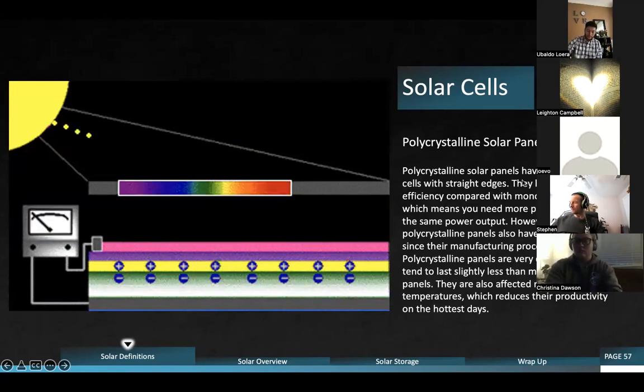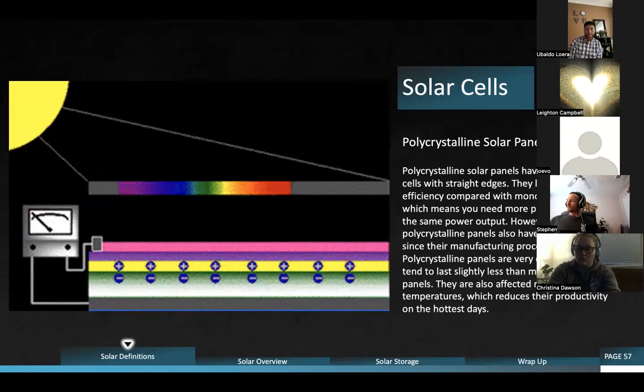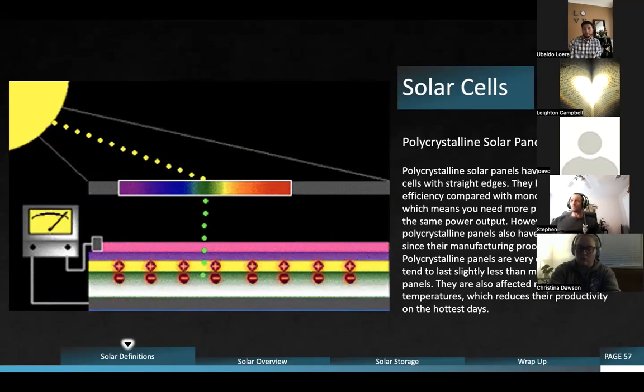They have straight edges. And they have a lower efficiency compared to monocrystalline panels, which means that you need more panels to reach the same power output. However, polycrystalline panels have a lot lower of a price point since their manufacturing process is simpler. Polycrystalline panels are very durable, but they do tend to last slightly less than monocrystalline panels. They're also affected more by high temperatures, which reduce their productivity on the hottest days.